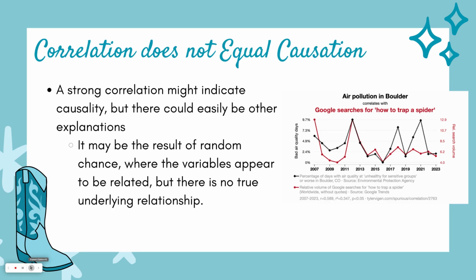It could be chance, but there's no actual relationship between them. And to give you another example here of correlations of air pollution in Boulder and Google searches for how to trap a spider, again, there's a correlation here, but it doesn't mean that one caused the other.